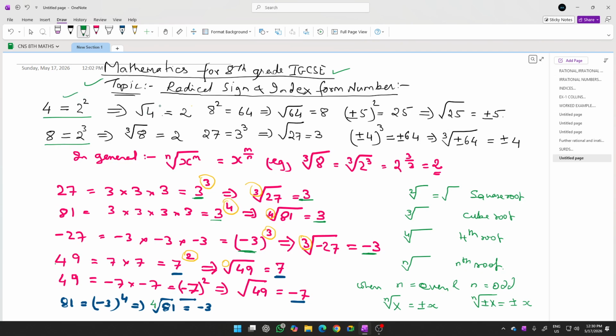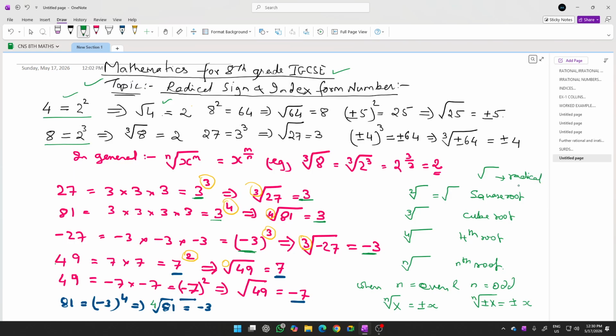Now these are the numbers in radical form. Root of 4 is equal to 2. Same way, cube root of 8 is equal to 2. These are numbers in the radical sign, which include the radical sign. So what is radical sign? Radical signs are these signs. When you write a number under this sign, this is known as a radical sign.